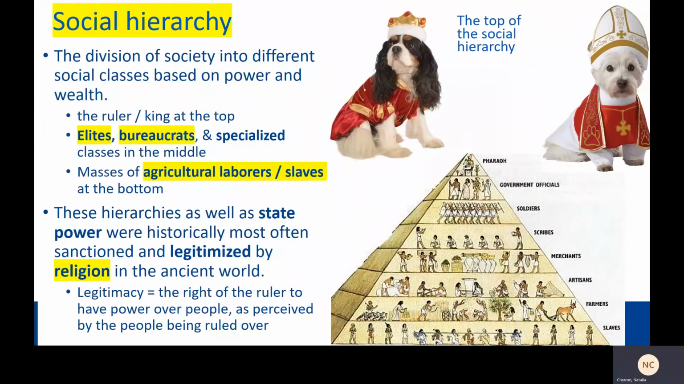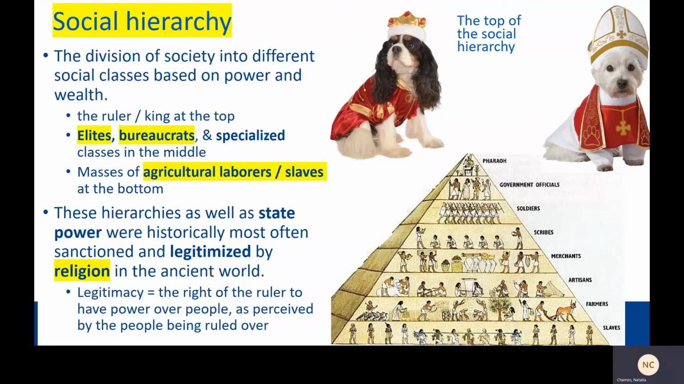Social hierarchy is our next word that you need to know in order to be able to access this class. The social hierarchy is the division of society into different social classes based on power and wealth. The ruler, usually a king throughout history, is at the top. Just under the king, you get elites, so like the upper class. Sometimes you'll see these people called the nobles or the landed aristocracy. Those people are usually rich, wealthy families that have connections in some way, shape, or form to the ruler that are pretty strong.